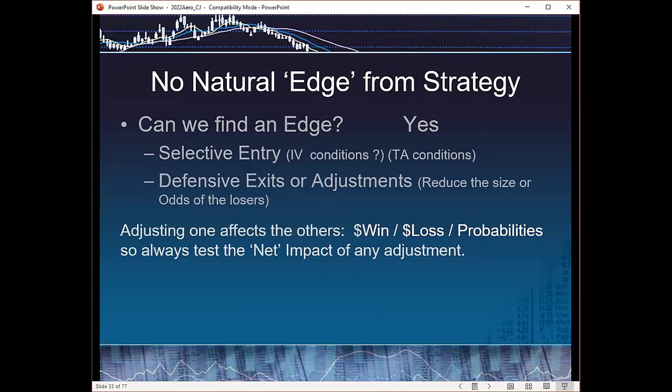What you find when you're developing a trading system is when you try to adjust one attribute that relates to the size of the win or the size of the loss or the probabilities, the other 2 end up affected indirectly or directly. So whenever you test a change, you need to test the net impact of that on the entire system or strategy.